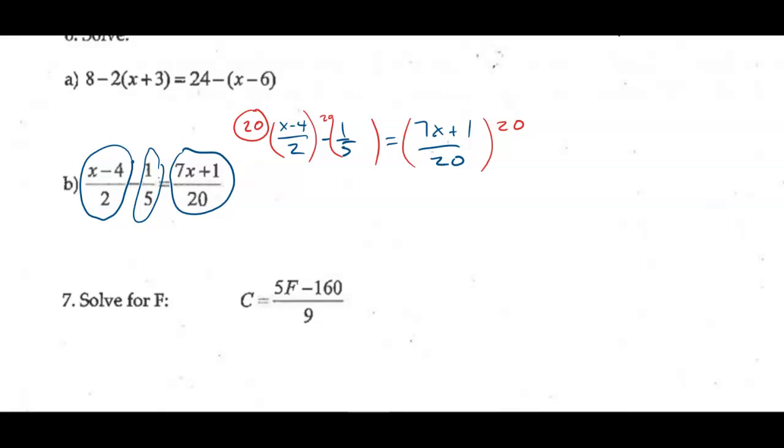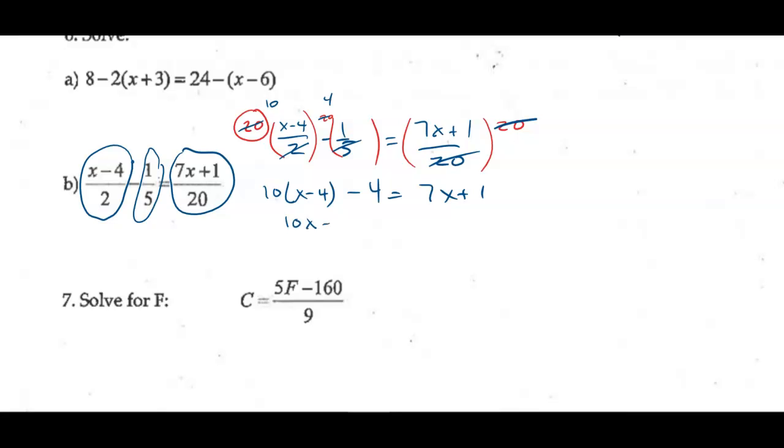All right, notice how nice 2, 20 is 10. So what does that leave me with? 10. Don't forget your parentheses, x minus 4. 5 goes into 20 4 times. 4 times 1 is 4. And 20 cancels with 20. By doing that, you have a nice equation with no fractions anymore. We can just go ahead and solve that.